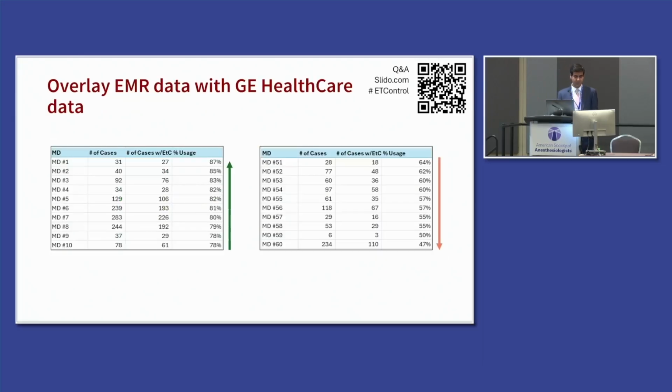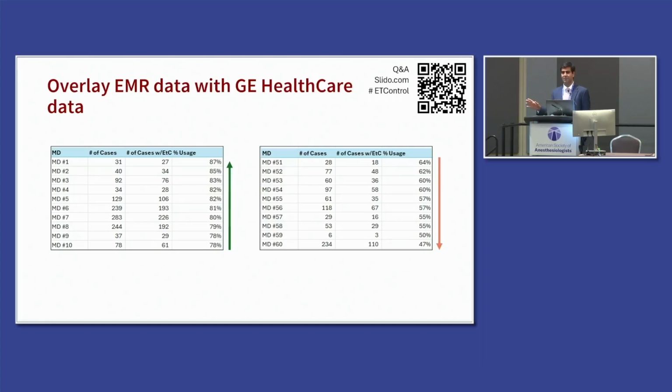One of the new things we started to do, and this is very much hot off the press, I got the data a few weeks ago, is figuring out how we do provider attribution. So, we can pull the data from the GE machines that would say, OR1 used end-tidal control 80% of the time. Now, if you're looking at aggregate data, it's hard for me to make that actionable aside from a general comment to everyone, hey, let's use end-tidal control.